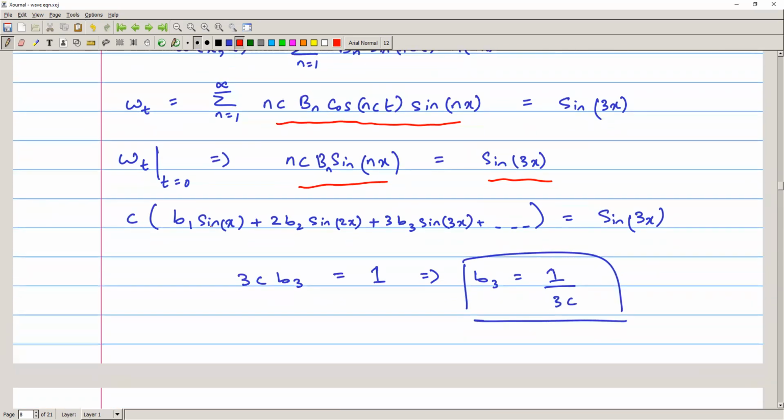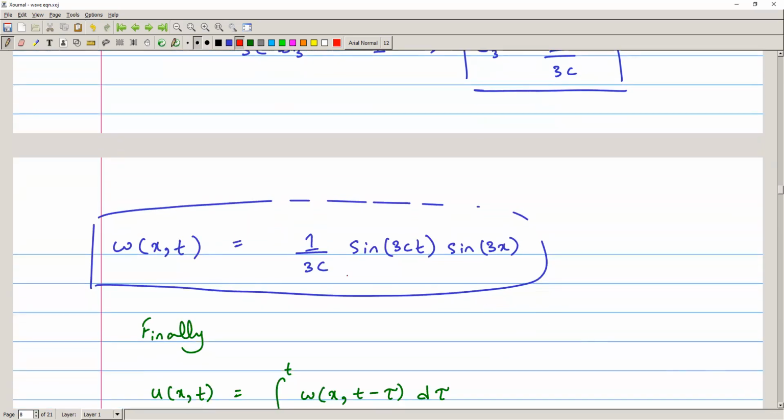Therefore, we will compare the coefficients. c is constant, so we can move it outside. Then n times b_n sine nx. So that will be b_1 sine x plus 2b_2 sine 2x plus 3b_3 sine 3x and so on is equal to sine 3x. So we can only compare this to this because we have only the coefficient of sine 3x. So 3c b_3 sine 3x will be equal to 1 sine 3x. So from here we can get b_3 is equal to 1 over 3c. So the solution for w(x,t) is now 1 over 3c times sine 3ct times sine 3x, right?